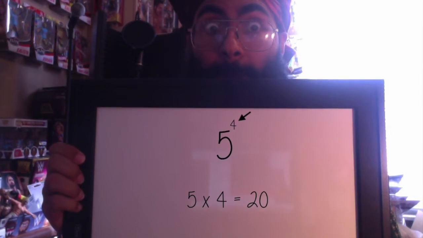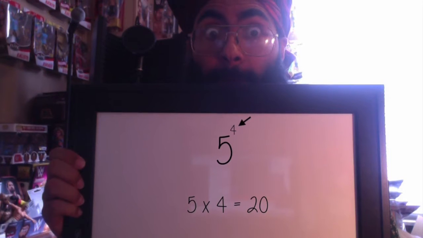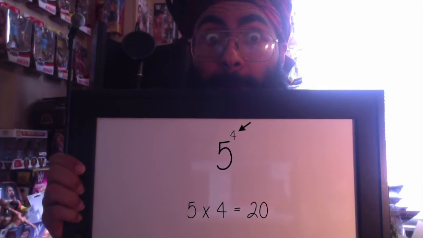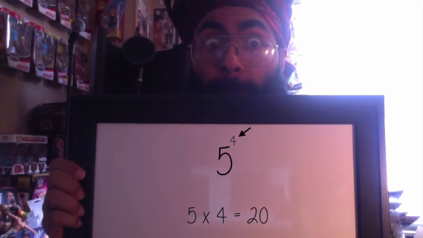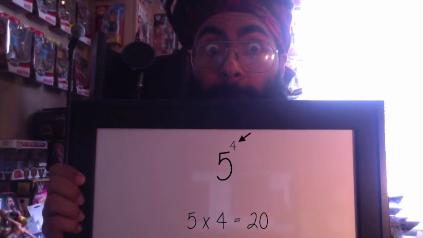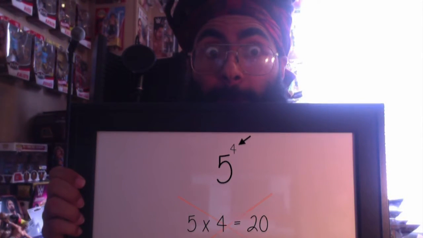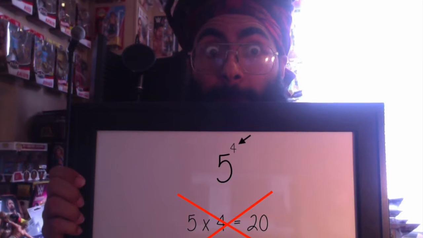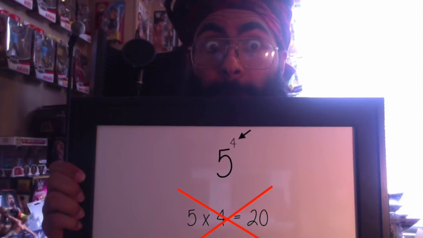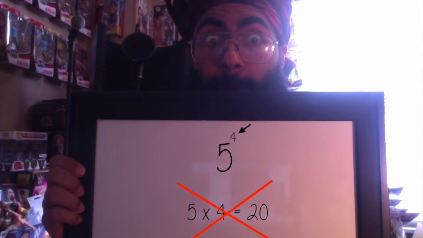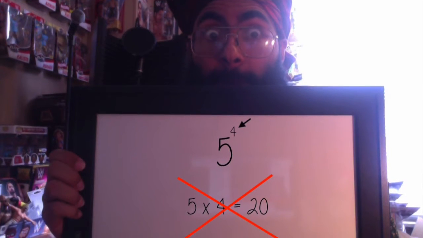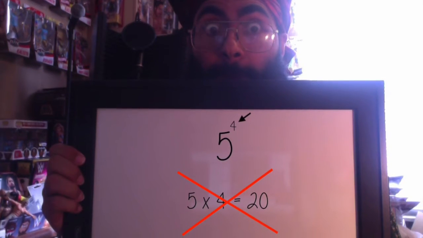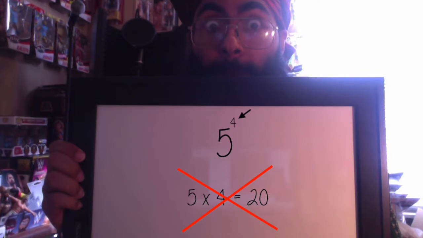Here's a mistake that I see a lot of scholars make. They know when they see an exponent that multiplication is involved, so they simply multiply the base number by the exponent. But clearly we can see that raising 5 to the 4th power, which is 625, gives us a very different answer than when we multiply 5 times 4, which is 20. I hope you enjoyed that little refresher on exponents.